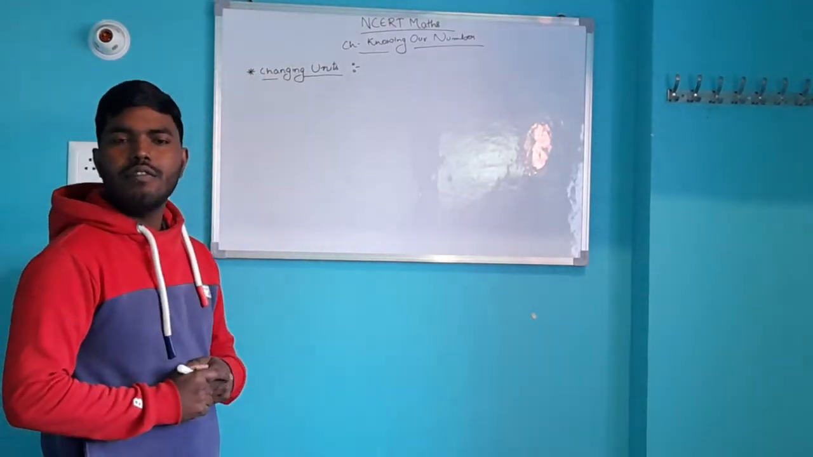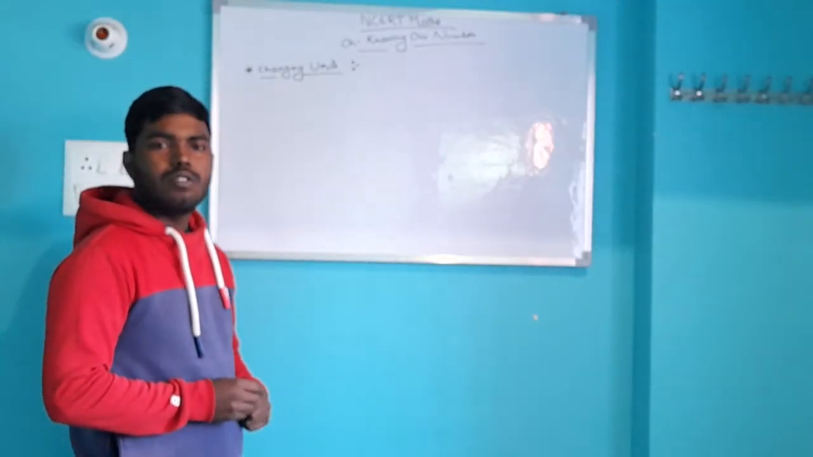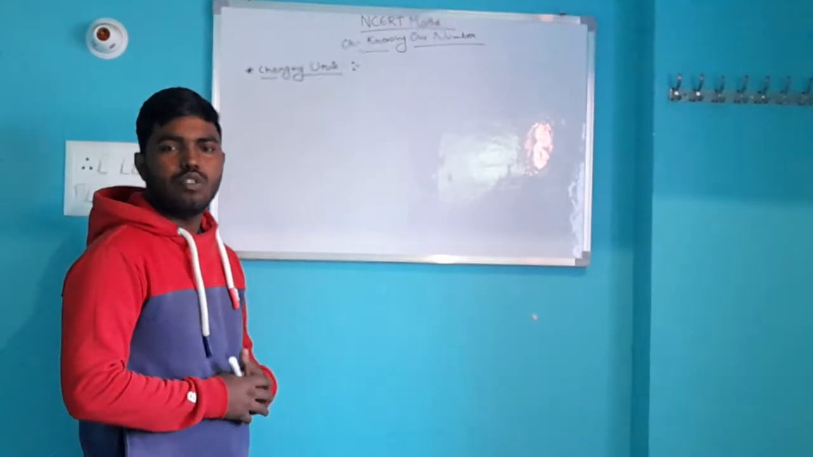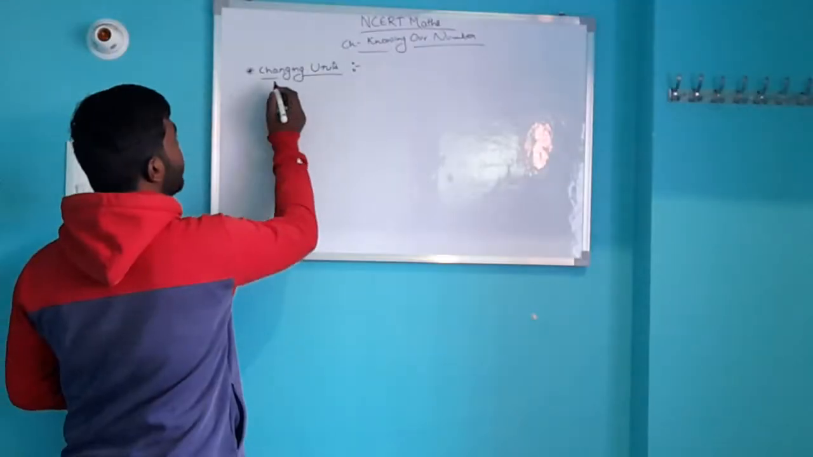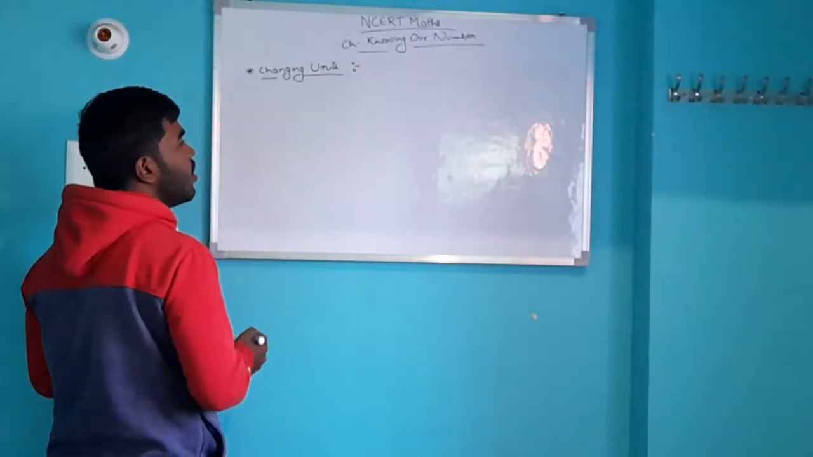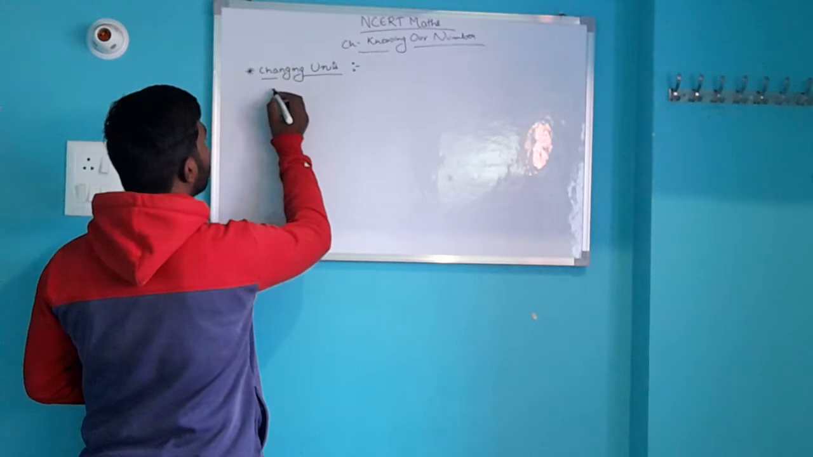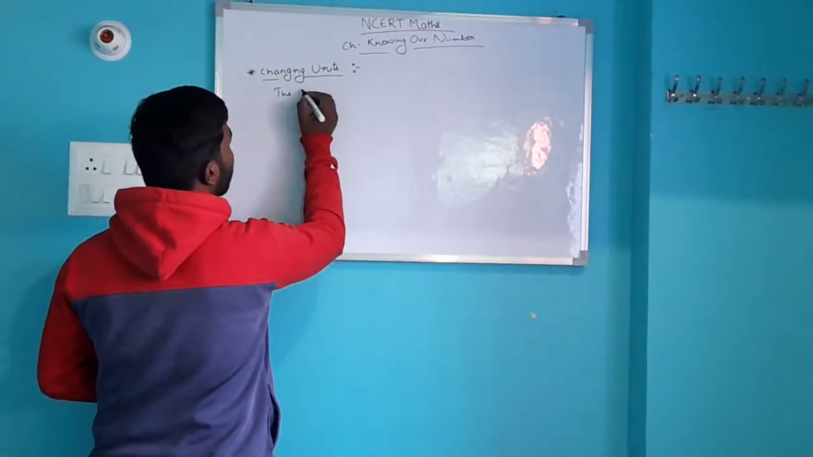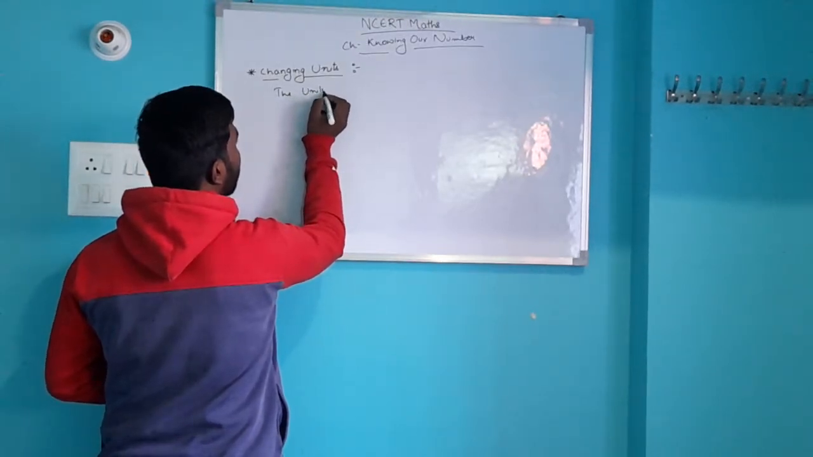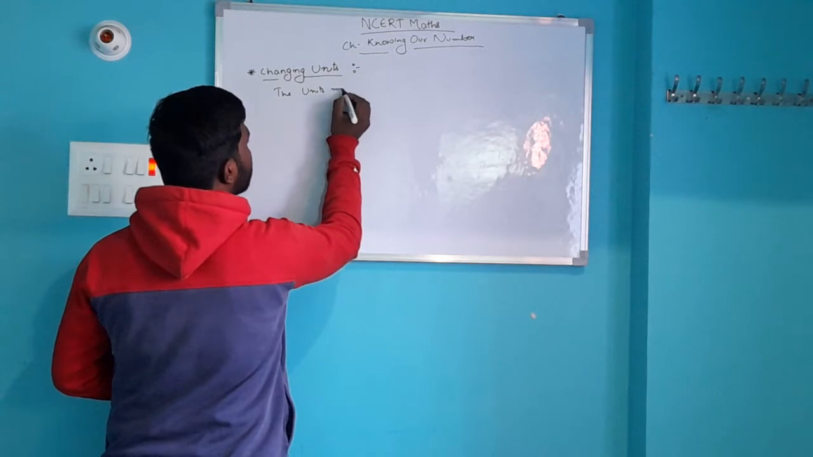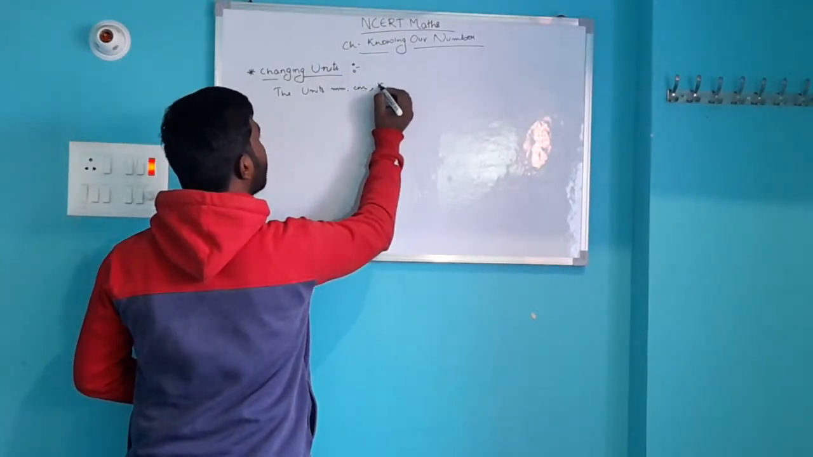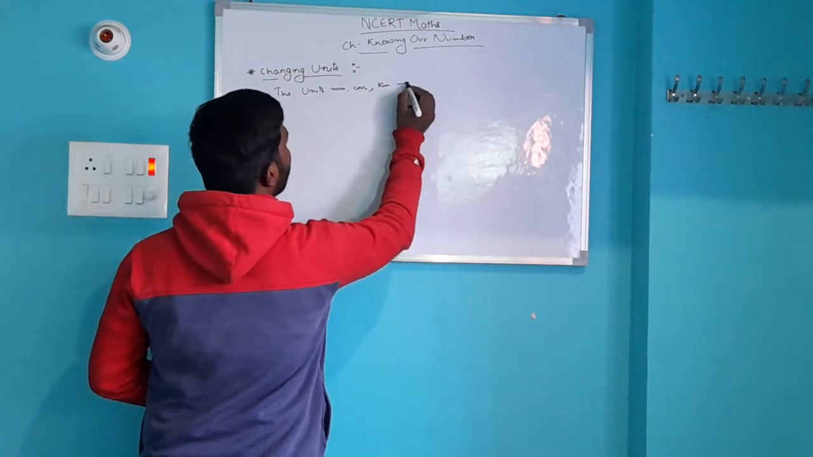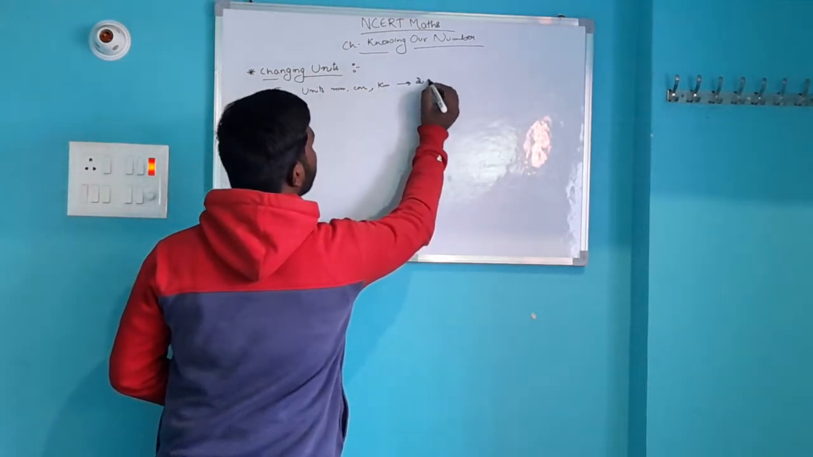Hello, good morning everyone. In the previous class, we solved our first exercise, which is 1.1. I hope you understand. Now, let us move forward towards our new topic, which is changing units. In mathematics, the units are millimeters, centimeters, kilometers. These are all for distance measurement.